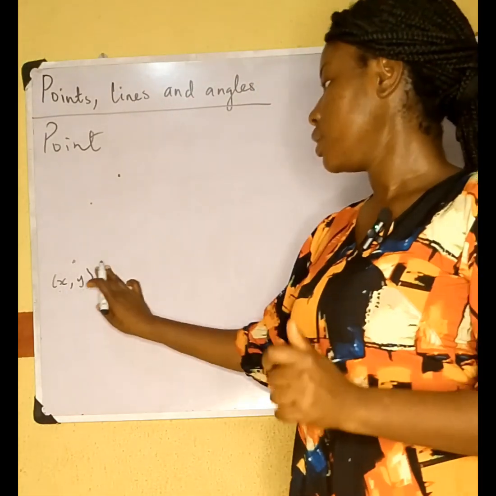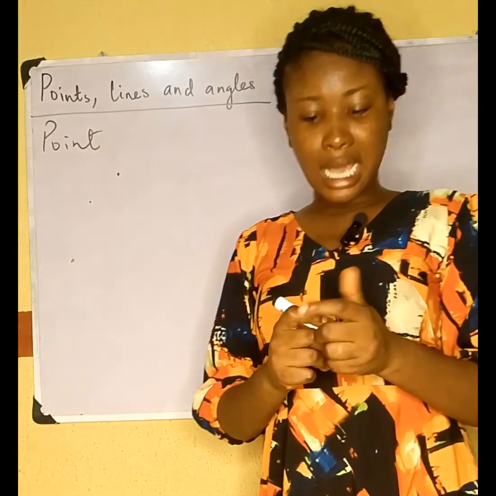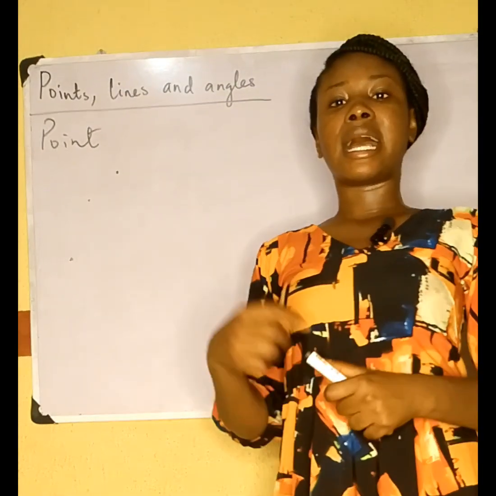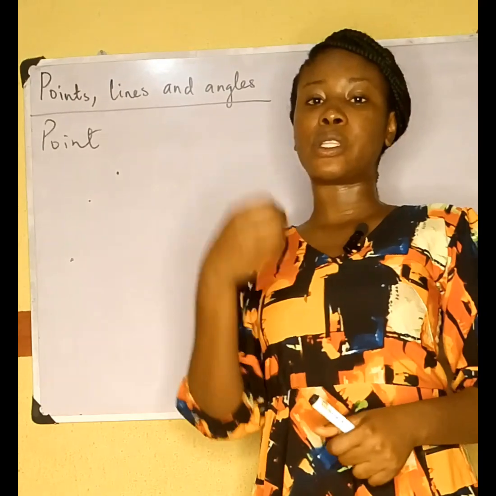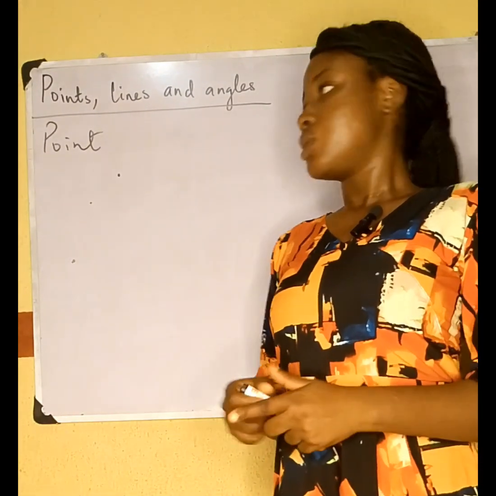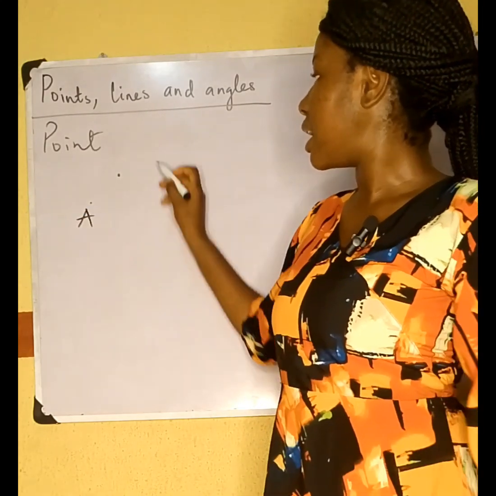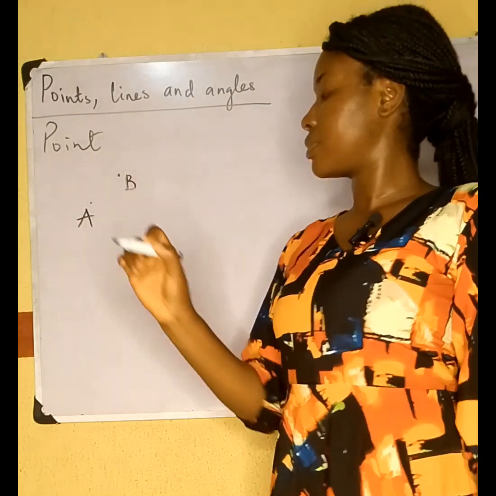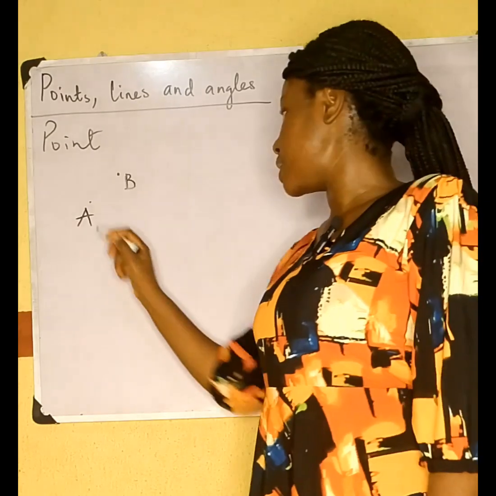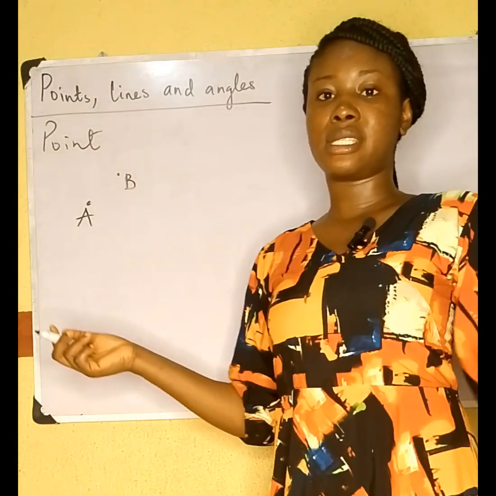Now, another thing we should know about points is that they are denoted with capital letters. We use capital letters to show our points. So I can call this my first point here A, and I can call this B. So when I have 2 points, I can use A, B to show the points.